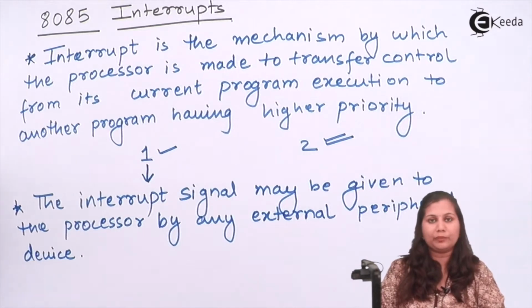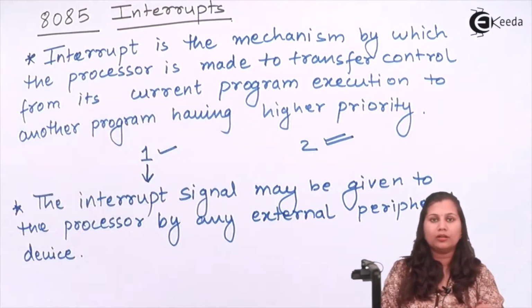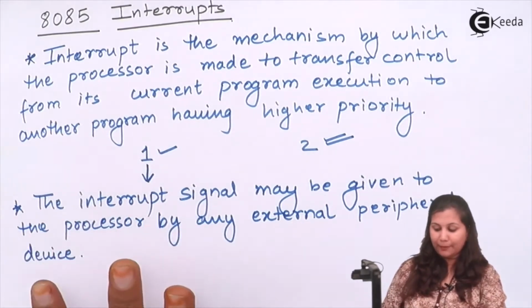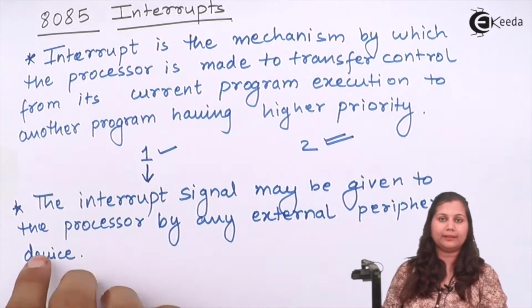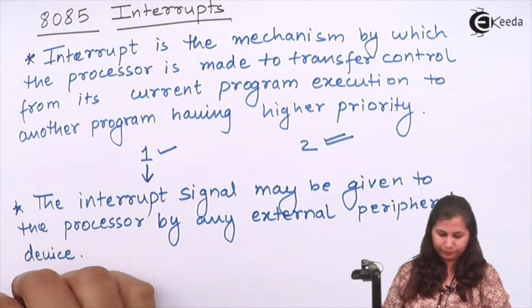So any peripheral device can give an interrupt signal to the processor. They can interrupt the processor during its functioning and stop its programming, saying first execute this program and then do your work, whatever you are doing. So this interrupt signal is provided by the peripheral devices which are connected to the processor.